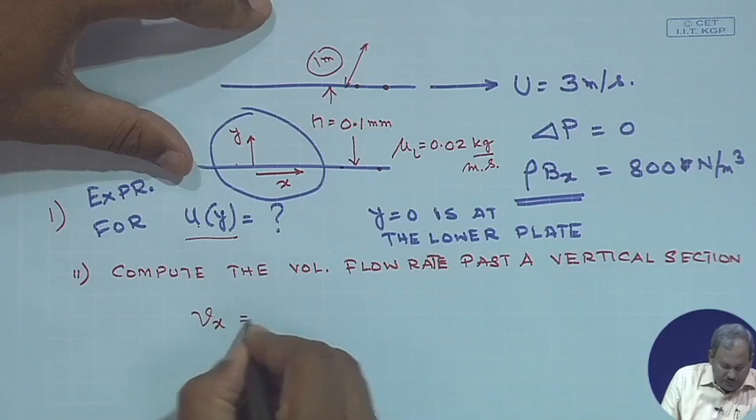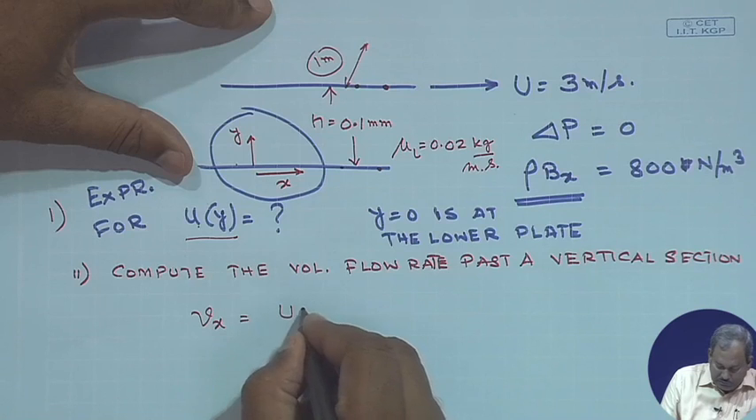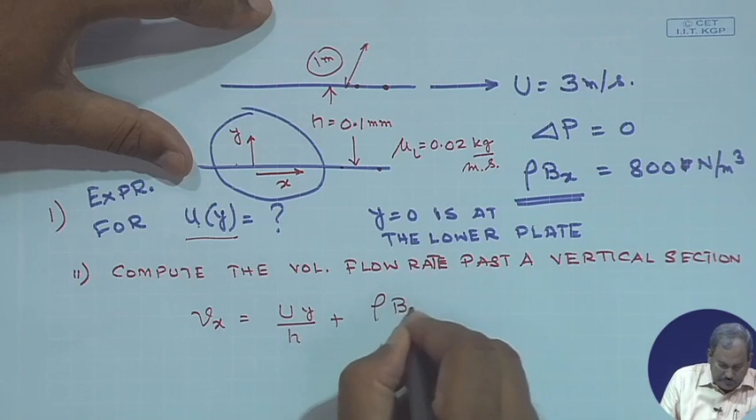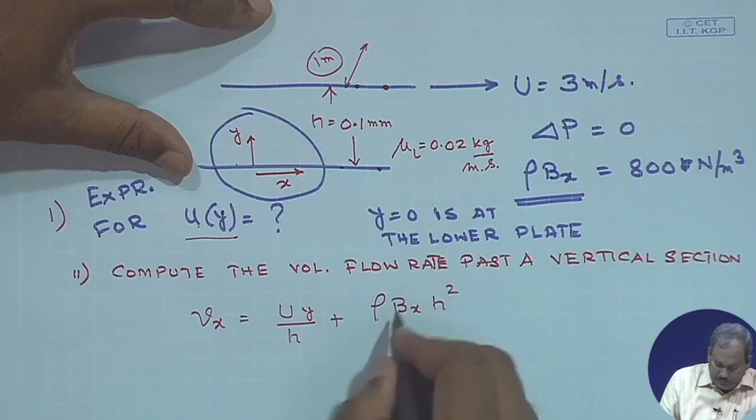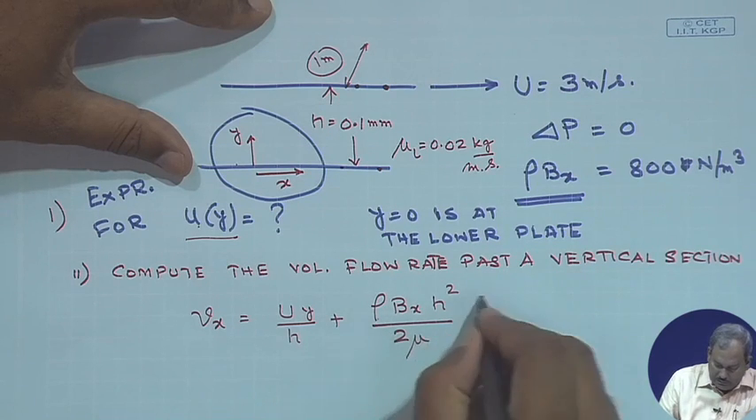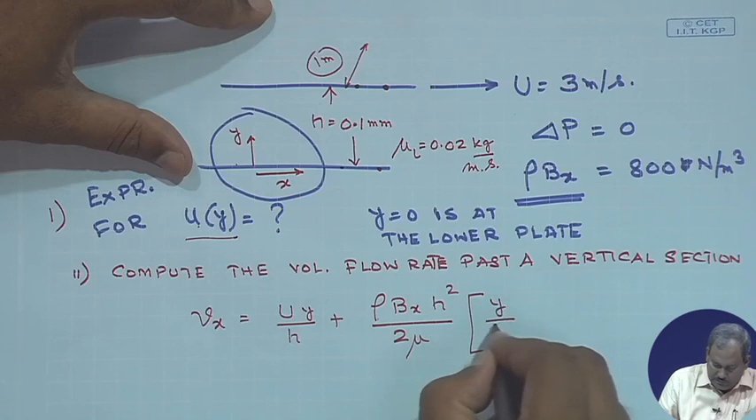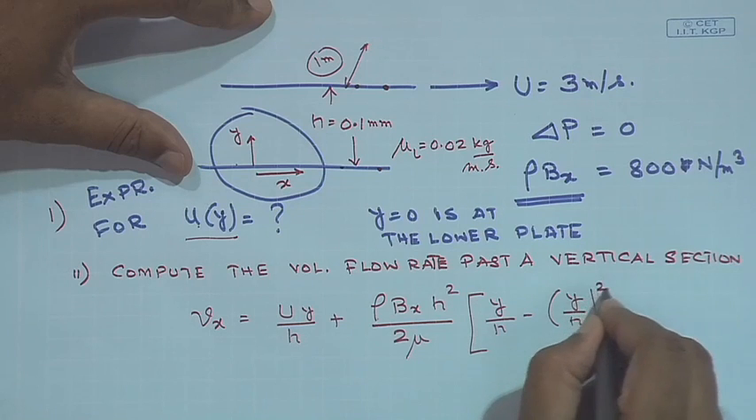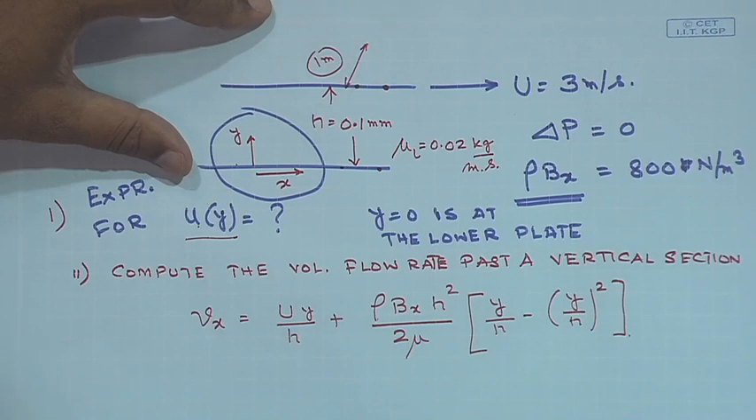I will simply give you the final expression for the velocity and the expression for the volumetric flow rate. So, the expression for velocity which would work, you would find that, this would be the expression for the x component of velocity.